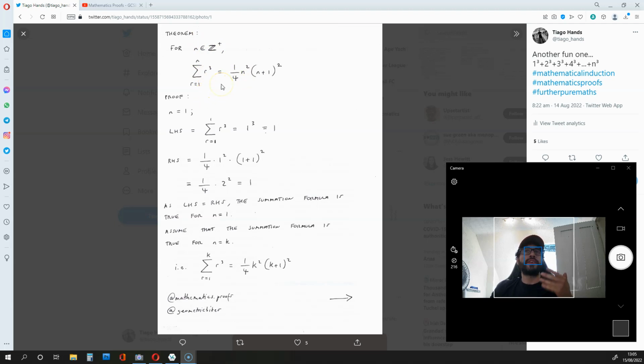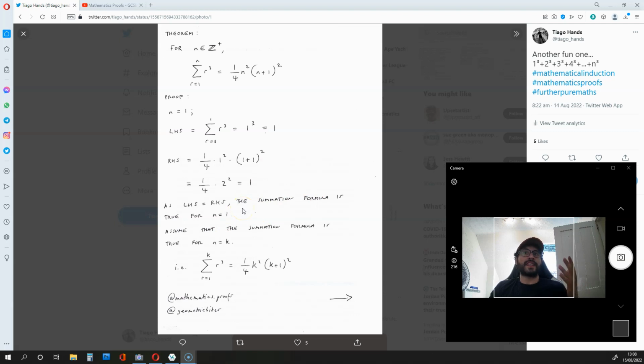Now, how do we prove it using mathematical induction? Well, we first make n is equal to 1. And this will give us, for the left-hand side, 1. For the right-hand side, we also get 1. Now, since LHS is equal to RHS, the summation formula is true for n is equal to 1. So that's the basis out of the way.